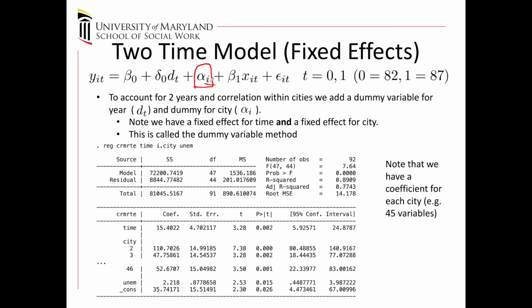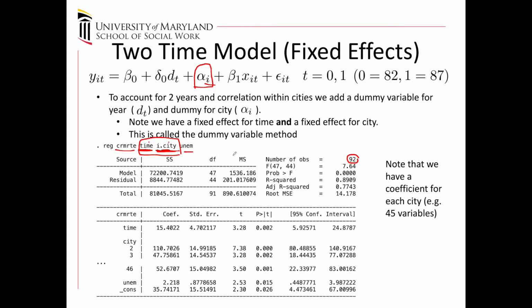And all that is a dummy variable for each city. And you can see here when we run it, all I did is take the city variable, which is just 1 through 46. You see there's 92 observations here because we've got 2 time points for each one, and 46 times 2 is 92. So all I did is estimate an effect for city. I estimate an effect for time because I want to take into account the 2 time points. And then I'm predicting the crime rate by the unemployment rate. So I have created 2 different fixed effects, one for city and one for time.